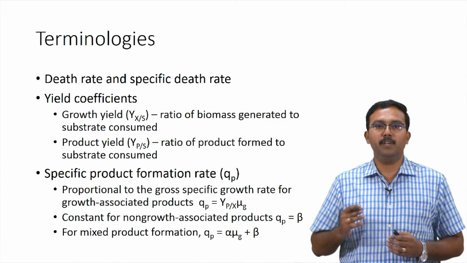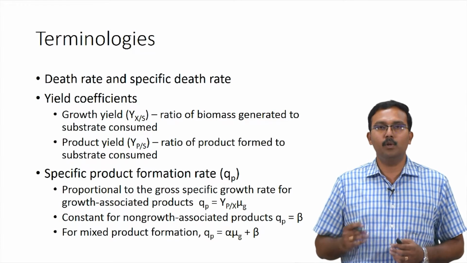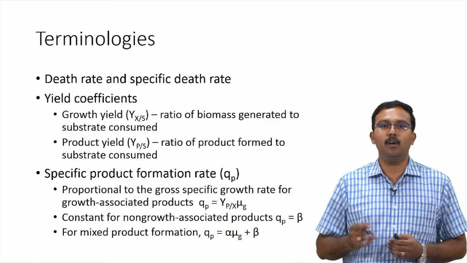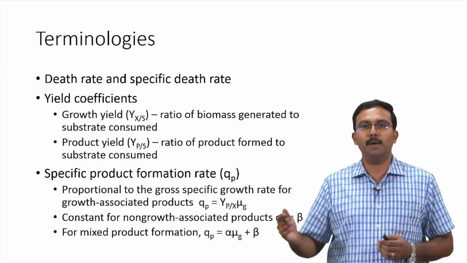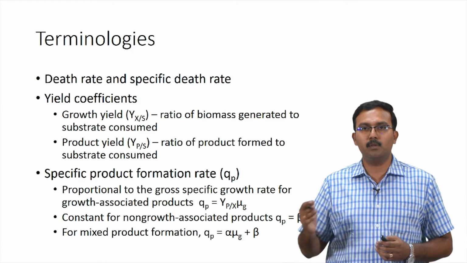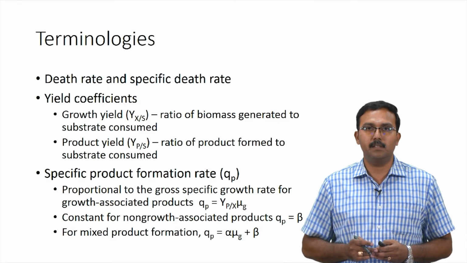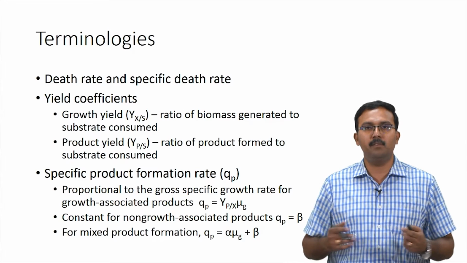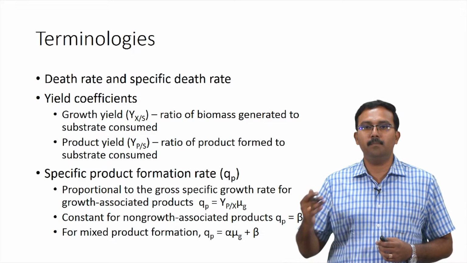You also have a term called specific product formation rate. This is directly proportional to the gross specific growth rate for growth associated products. So, this is usually represented as Qp, and this Qp is equal to Ypx times mu g for growth associated product formation. Ypx is the yield of product per unit biomass which is produced. Constant value of specific product formation rate will be observed for non growth associated product formation. So, that is why Qp would be equal to beta, a constant, for non growth associated product formation. In case you have a mixed product formation, where you have some non growth associated products and some growth associated products being formed simultaneously, then the specific product formation rate Qp would be given as alpha mu g plus beta.